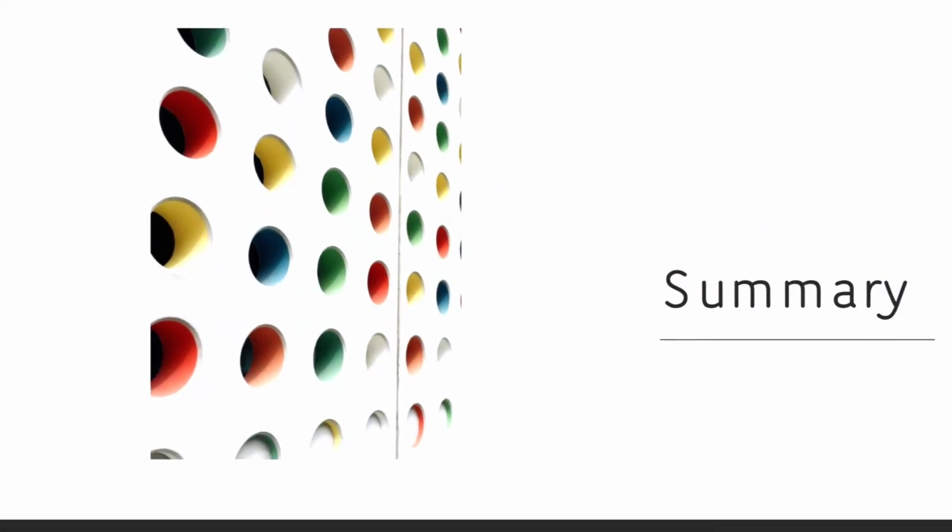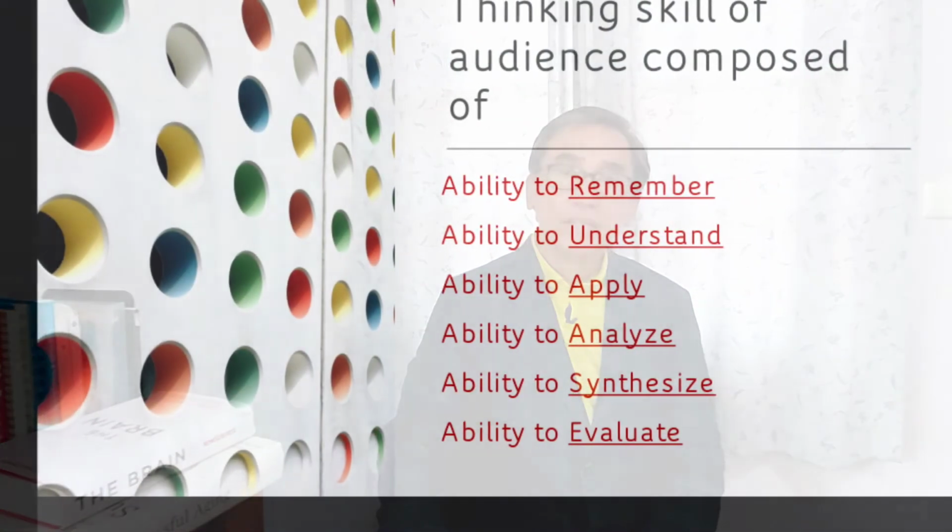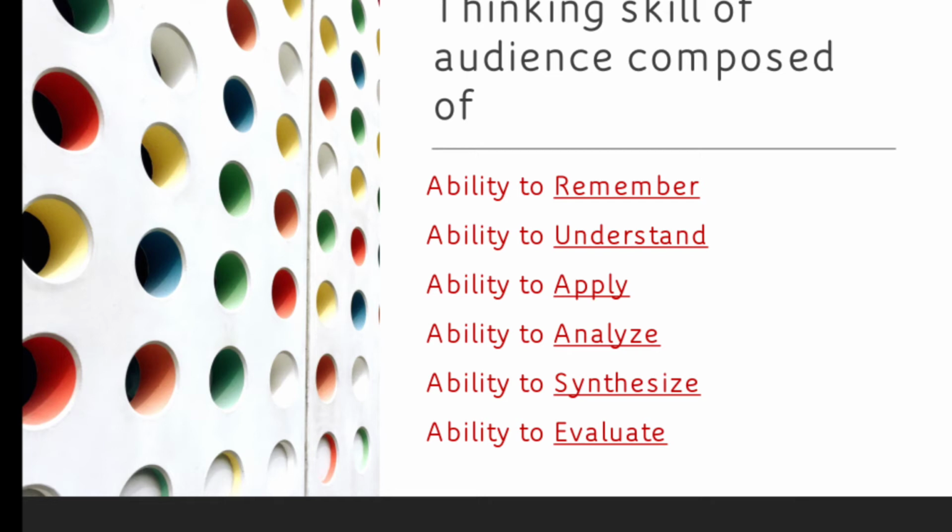Now we would like to give the summary of the Bloom theory. So the Bloom theory has given 6 levels of the ability to think of the audience. The first one is the ability to remember. That means to keep information in their memory in their brain. The second one is the ability to understand. So the audience try to make sense of the information that it is useful to them. The third is the ability to apply. So they are trying to make use of information to solve problems.